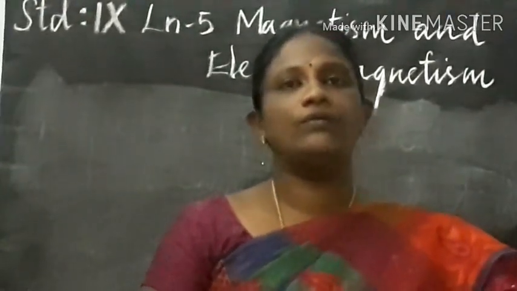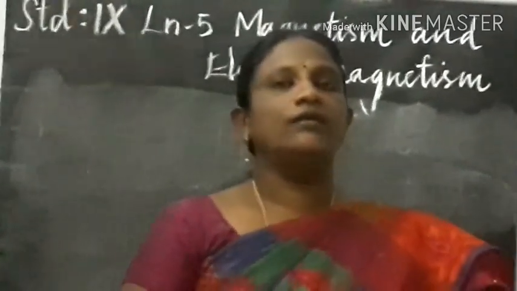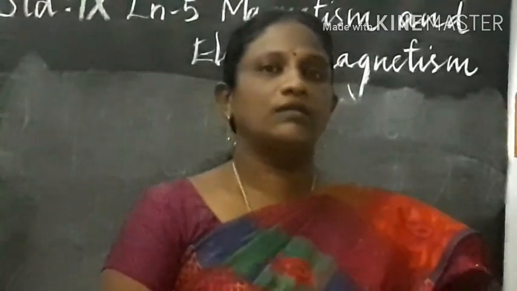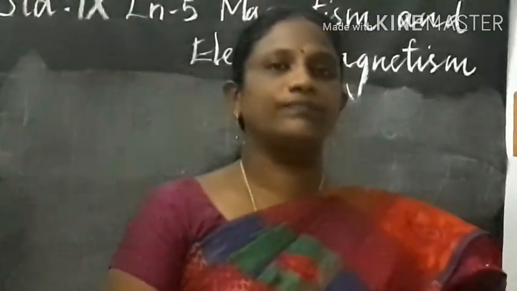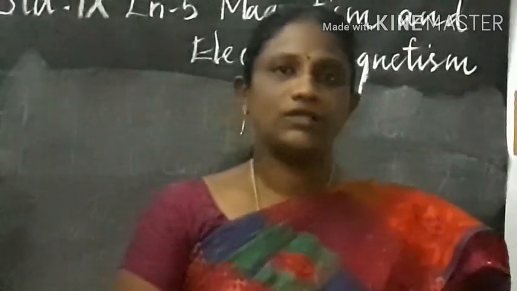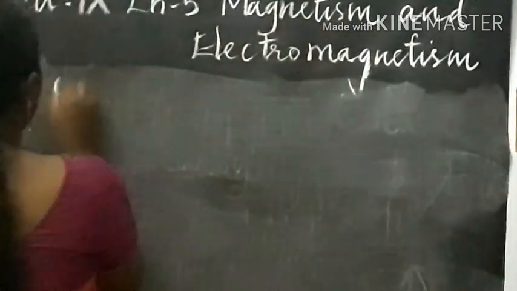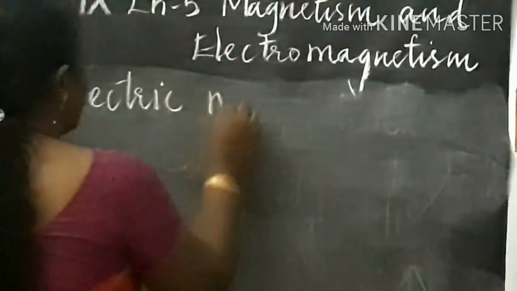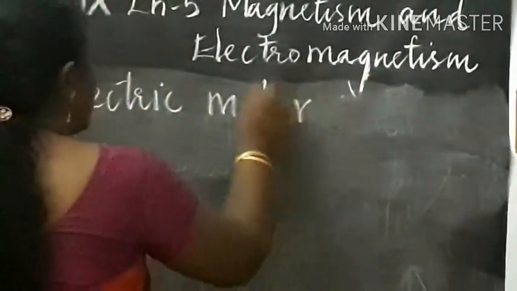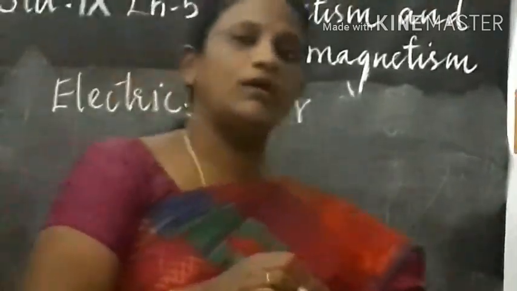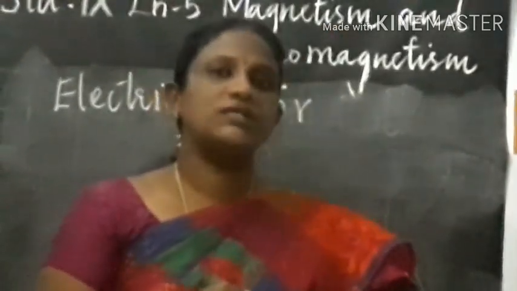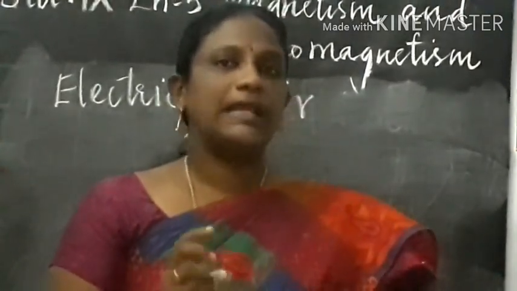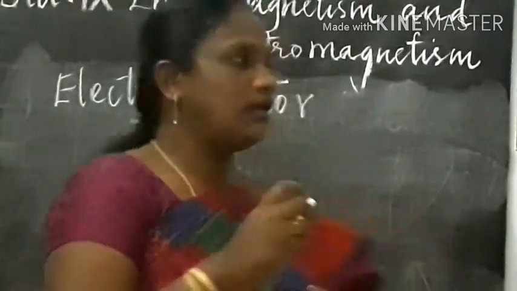Do you know how the water pumps, fan, mixer grinder, juicer, and washing machine work? What makes them work? Yes, it is the electric motors. So next we are going to learn about the electric motor. What is an electric motor? An electric motor is a device which converts electrical energy into mechanical energy.